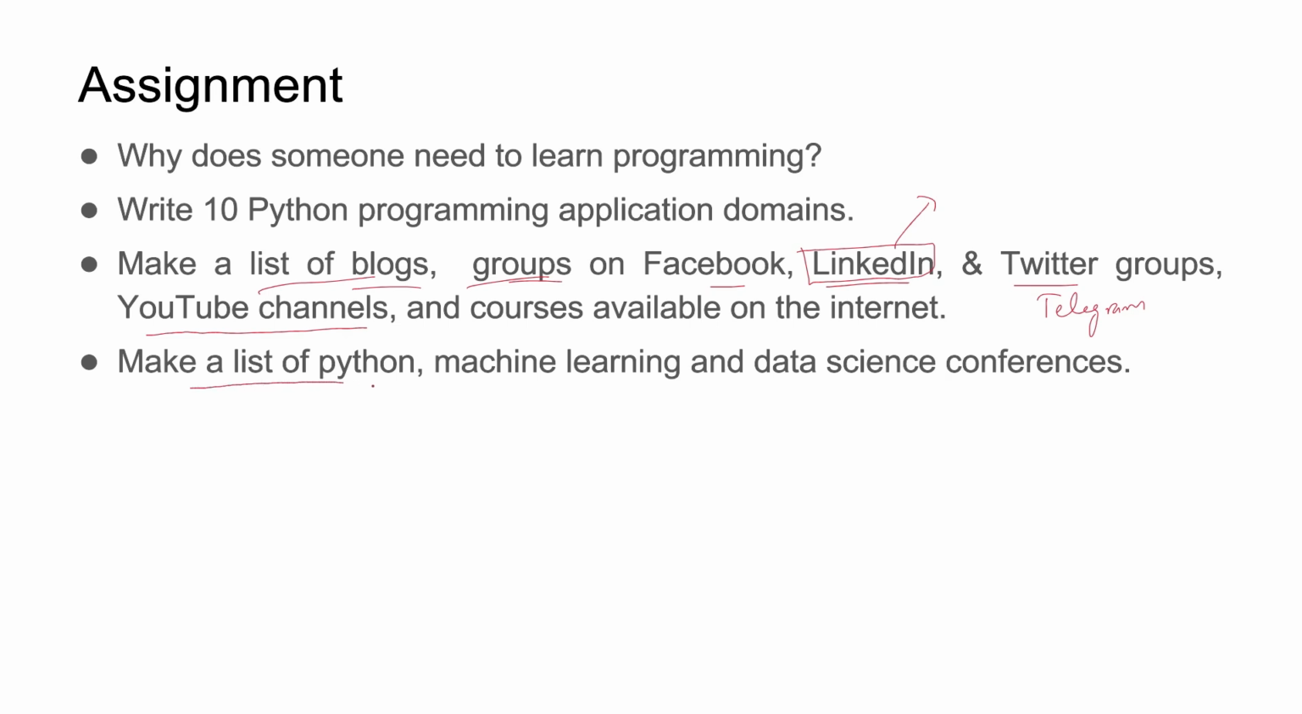Make a list of Python, machine learning, and data science conferences. I told you yesterday there is one conference, ICON. So you identify such conferences where industry people are attending, not academicians. From an academic point of view, there are IEEE and Springer conferences. These conferences happen, so you can attend those conferences.